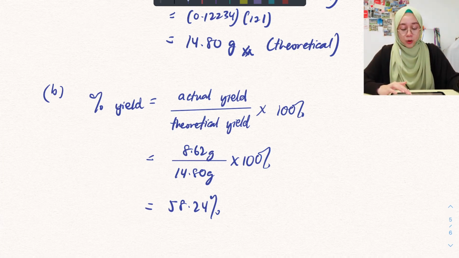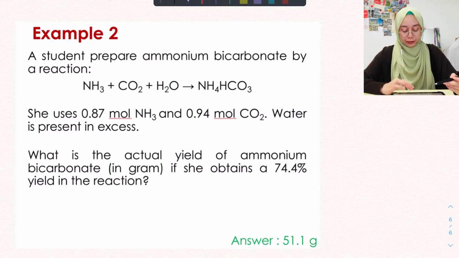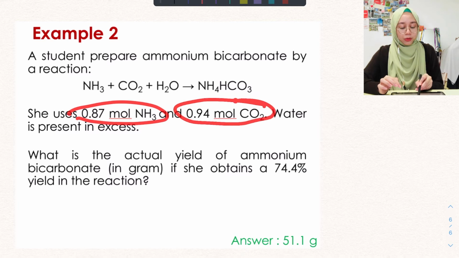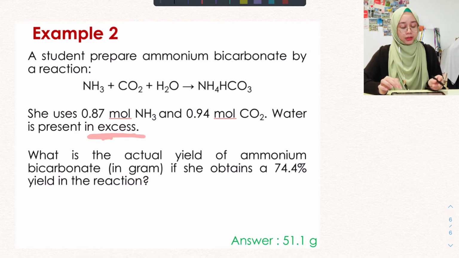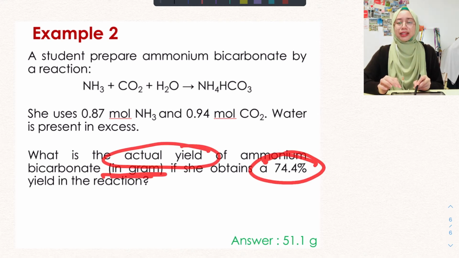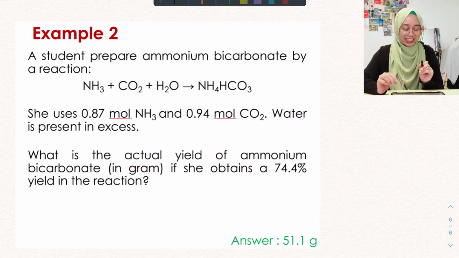Alright, so let's look at example 2. Here, a student prepares ammonium bicarbonate. This is the reaction. She uses 0.87 mole of NH3 and also 0.94 mole of CO2. Meanwhile, water is present in excess. The question asks what is the actual yield in gram if she obtains 74.4% yield in the reaction. So it asks for the actual yield but gives the percentage yield, which means you have to look for the theoretical yield first. But is the question really that simple?